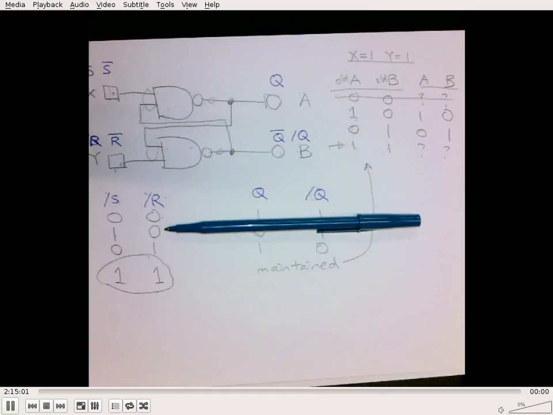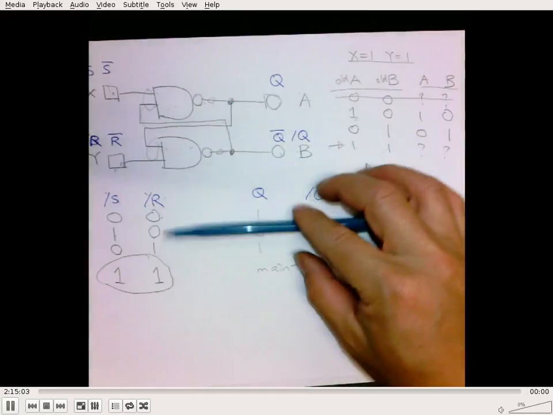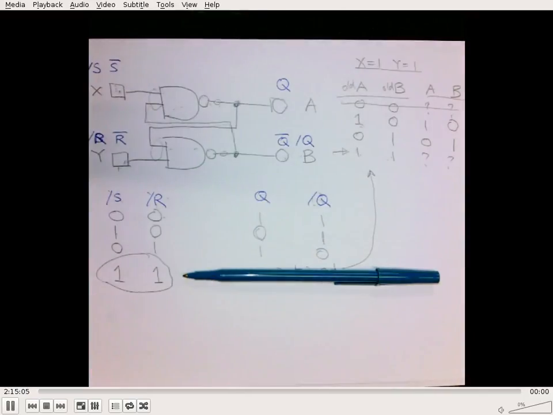Now, it does make sense for the last row. The last row is basically saying we are not setting and we are not resetting. What does that mean? It means we are maintaining. Just keep the state of Q the same way as before. If it was a 1, keep it as a 1. If it was a 0, keep it as a 0.